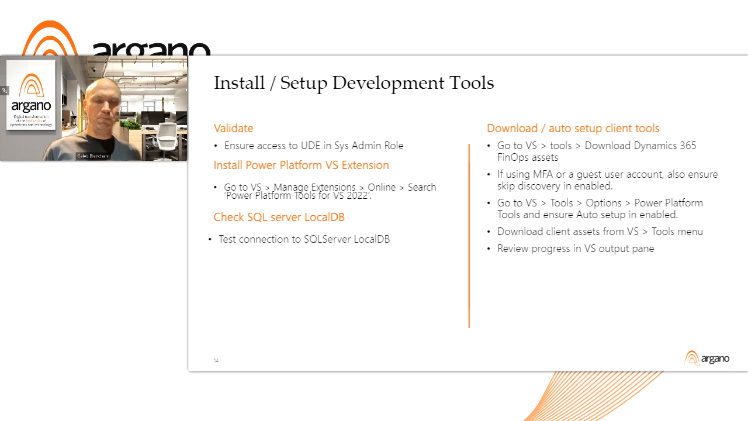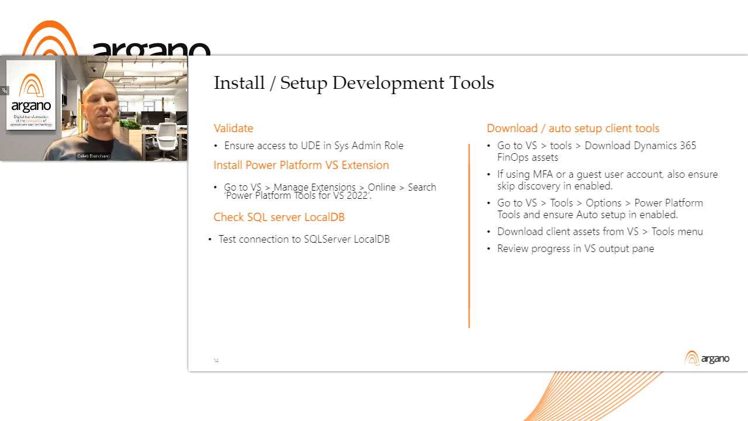For Visual Studio 2022 itself, there have been long-standing guidelines as to what needs to be installed. Basically, you need the .NET development feature, and then there are a couple of other individual components that need to be installed to support it. But then also the new piece here is installing the Power Platform Visual Studio extension for Visual Studio 2022.